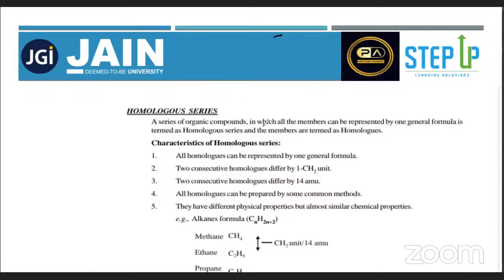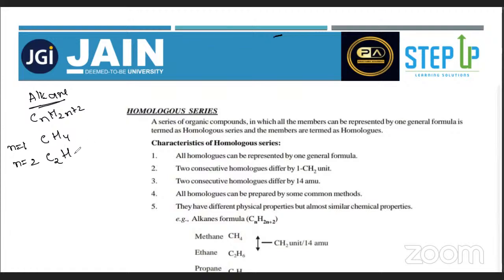A series of organic compounds in which all the members can be represented by one general formula is termed a homologous series. Like for alkane, if I want to write the general formula, it is CnH2n+2. Now if I substitute n is equal to 1, I get CH4. If I substitute n is equal to 2, what do I get?